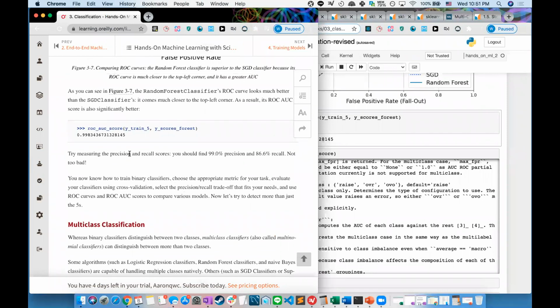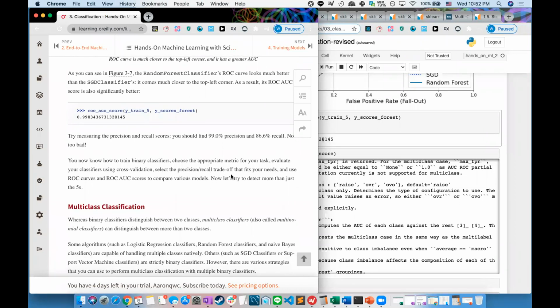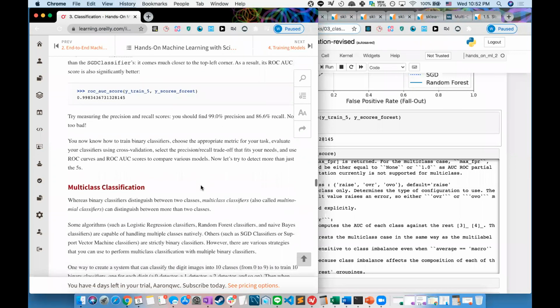Try measuring the precision and recall scores. You should find 99% precision and 86.6% recall. Not too bad. Now you know how to train binary classifiers, choose the appropriate metrics for a task, evaluate classifiers using cross-validation, select the precision/recall trade-off that fits your needs, and use ROC curves and ROC AUC scores to compare various models. Now let's try to detect more than just the fives.